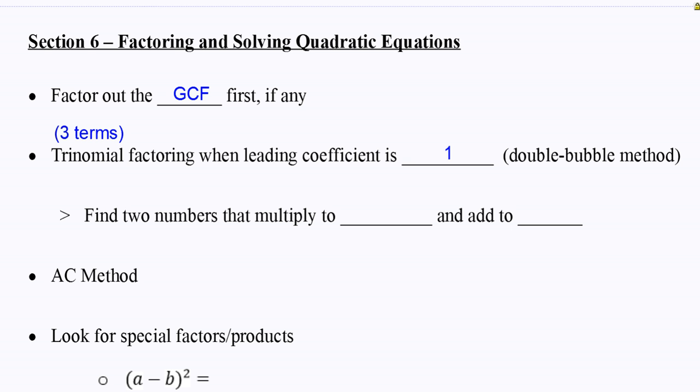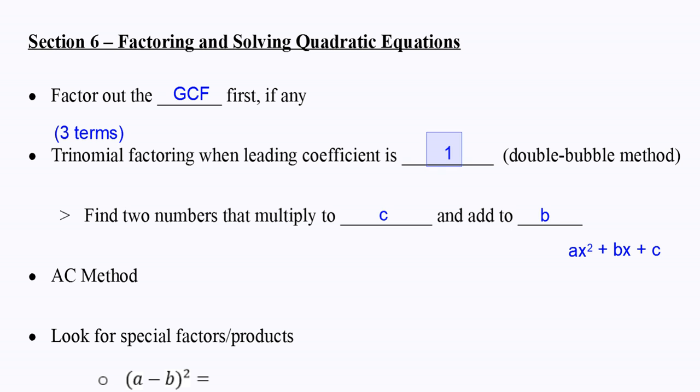So in that case, I'm looking for two numbers that multiply to c and add up to b, assuming that we're in standard form, meaning it looks like ax squared plus bx plus c. Okay, the a, again, in this case, would be a 1. So two numbers that add to the middle coefficient and multiply to that third term.